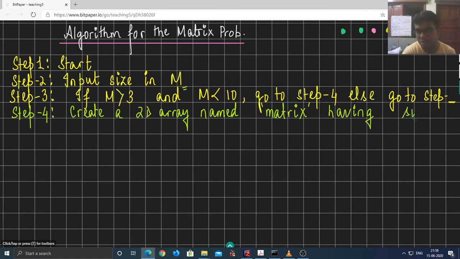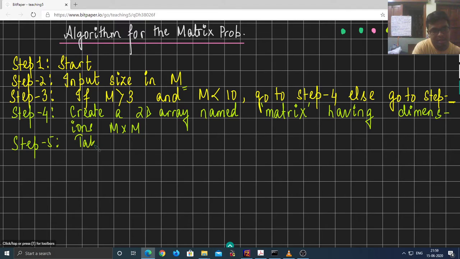Size, having dimensions m cross n. Step 5, take input in a matrix. We take input in our matrix.